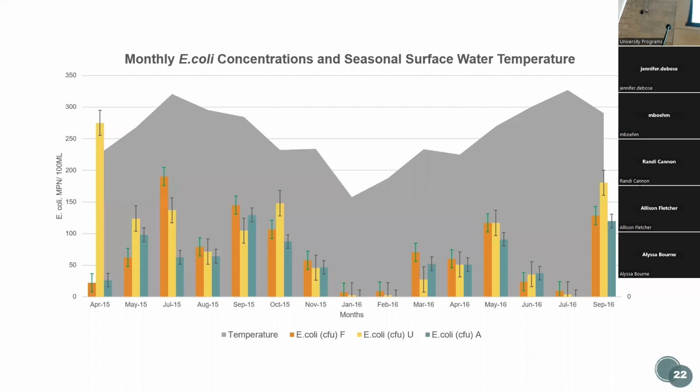And so here's just a graph looking at those same results, but just the E. coli in the different land use areas and temperature. So here you see where the low levels of E. coli were, when the temperature dipped, but then we also see the low levels here when that temperature was significantly higher. And then that outlier here in the urban watershed.